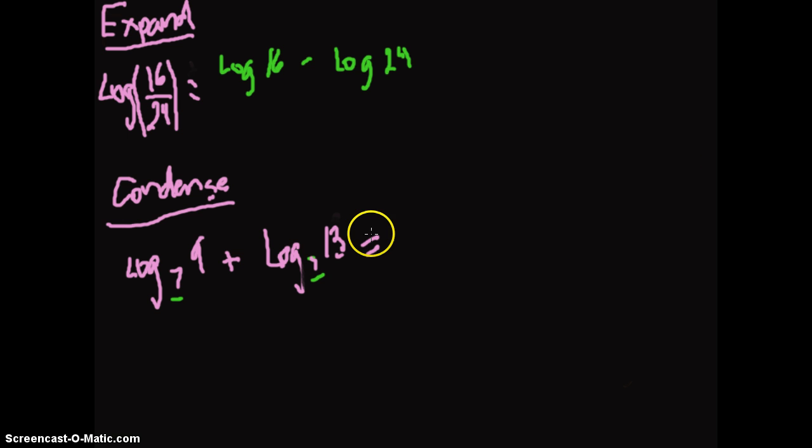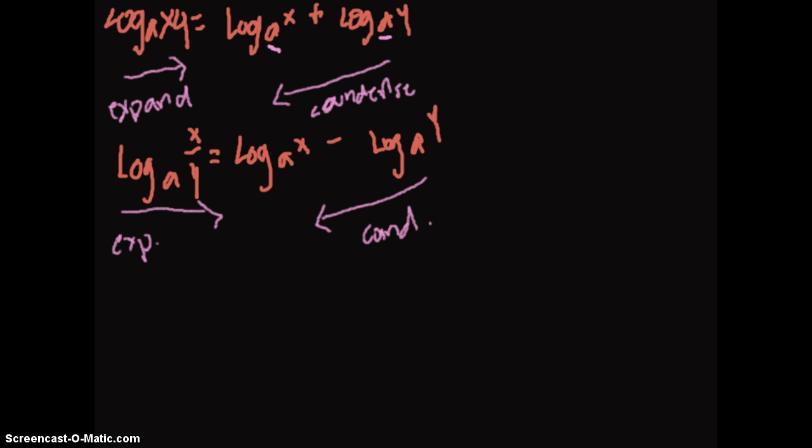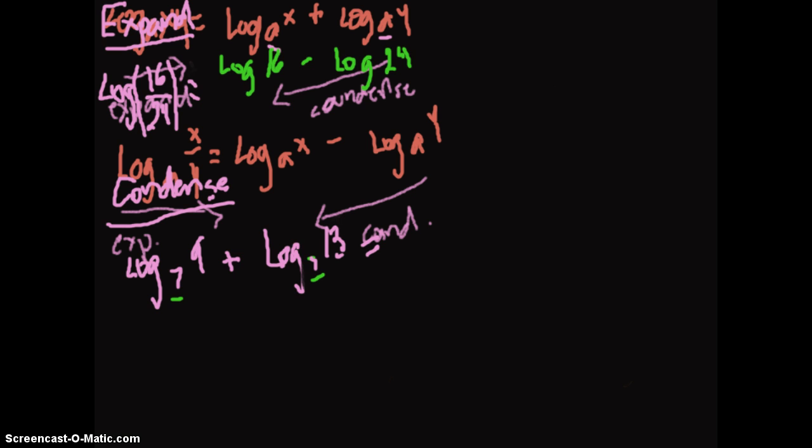So when we condense it, we get what? Let's go back to our rules. We're looking at an addition problem, and when you condense it going this way, it turns into multiplication. So we're going to do just that.